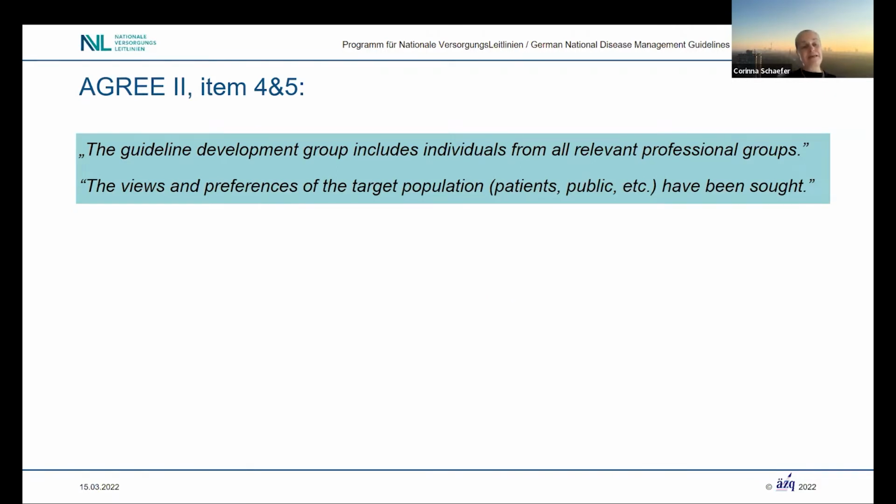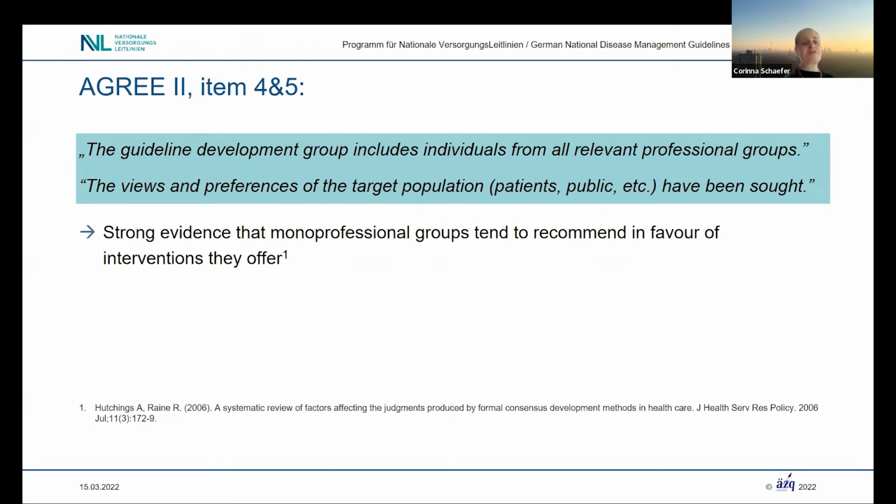In the AGREE instrument that I mentioned, the items 4 and 5 say the guideline development group includes individuals from all relevant professional groups, and the views and preferences of the target population, for example, patients or public, have been sought. So why is that important? At first, we have strong evidence that monoprofessional groups tend to recommend in favor of the intervention they offer. Surprise. And they also tend to interpret the evidence in a way that favors their intervention. So even if you're doing a very hard evidence-based methodology and you work only with cardiologists, they will come up with the idea that cardiologic interventions may be more helpful than surgical ones if they look at the evidence.